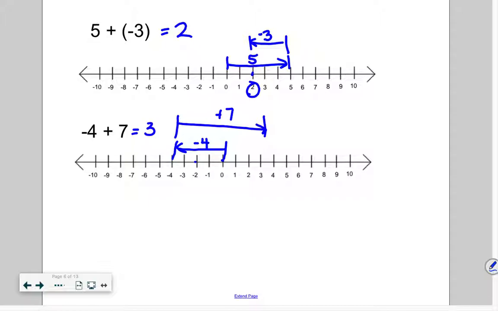Again, one's negative, one's positive. So if they do not match, we subtract. So that 7 minus 4 is 3. Which is bigger, a 7 or a 4? 7 is bigger and it's positive, so my answer is also positive.